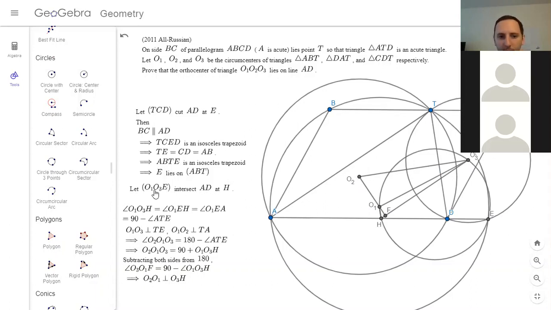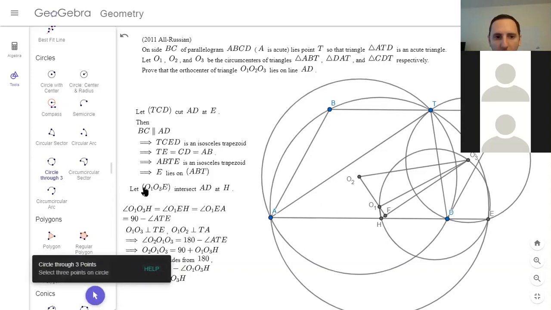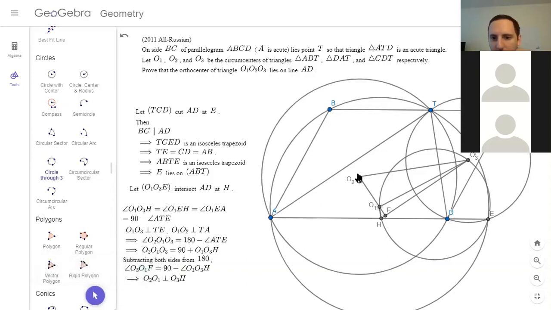But like, hold on just a sec. So, okay, so here we said let O1O3E. So I guess what we would do is we would say let O2O3E intersect AB. Or I guess what would be the symmetric way to define H? So here we define it. Just flip O3 and O1 around.